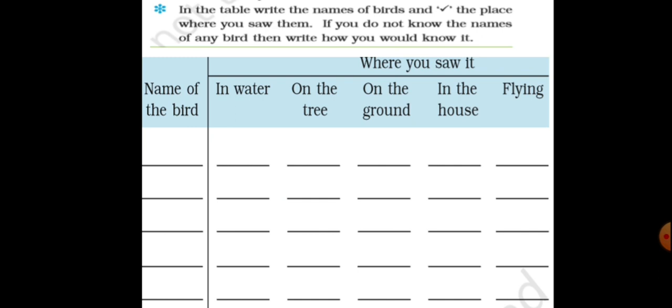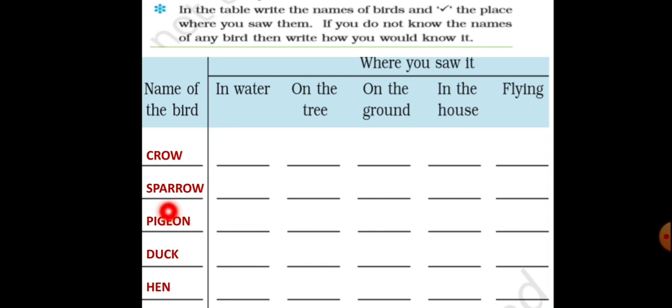Now here we have a table. In the table, write the names of birds and tick the place where you saw them. I have got the names of the birds. If you do not know the names of any bird, then write how you would know it. I have got the names of a few birds here: the crow, the sparrow, pigeon, duck, and hen. These are all very common birds which we can see near our house.